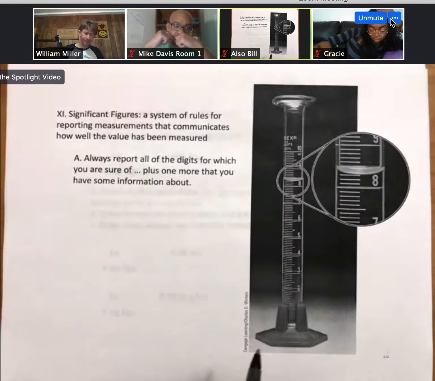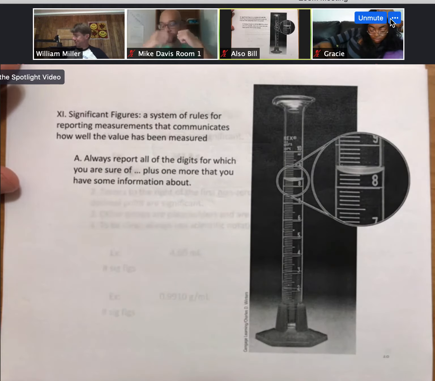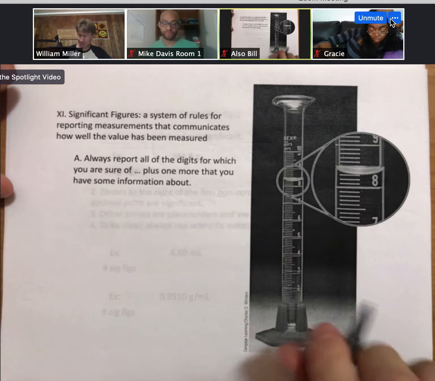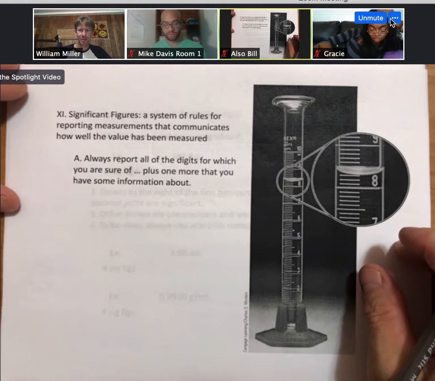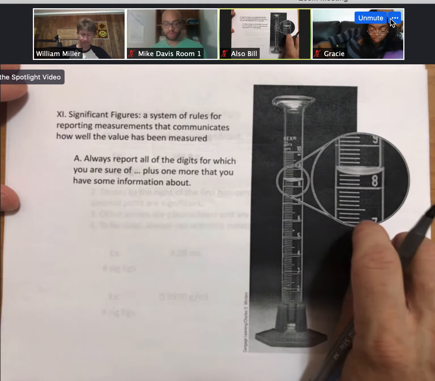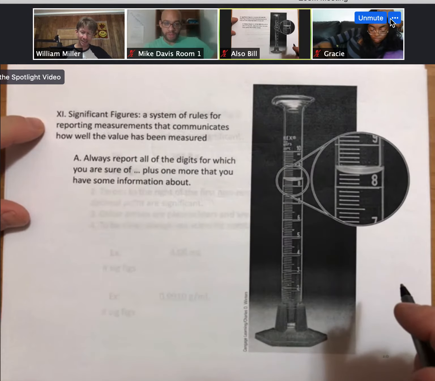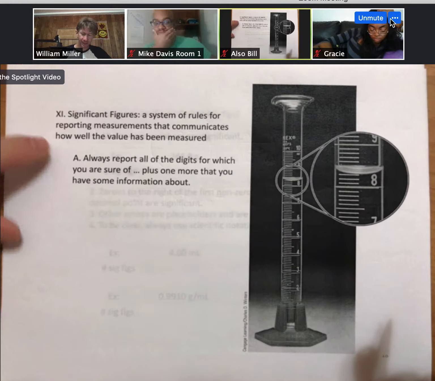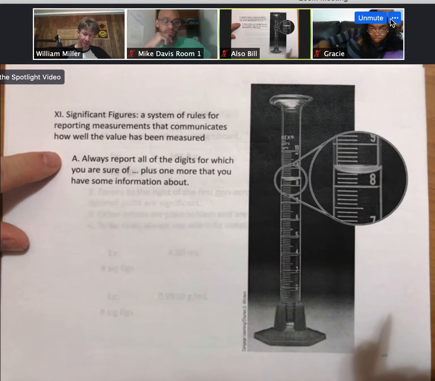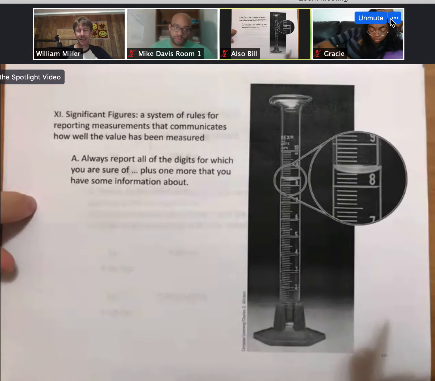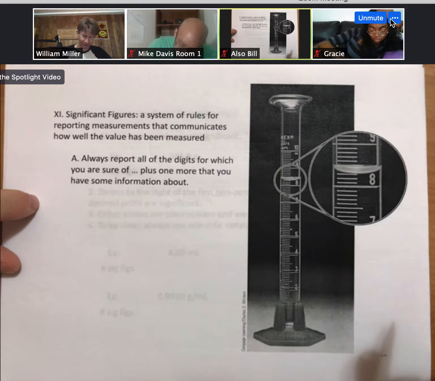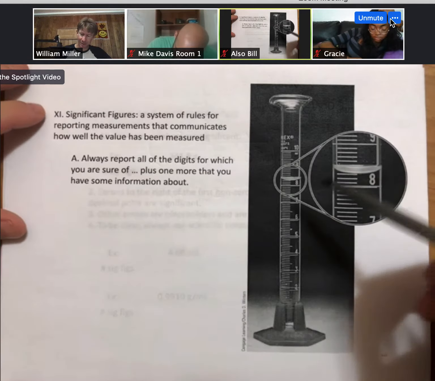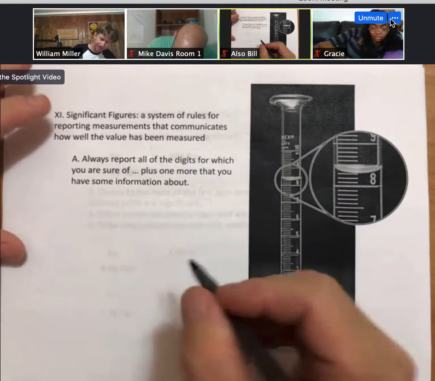And now let's start talking about significant figures. We'll start significant figures anyway. I don't know if we'll finish them before we take another break. Significant figures is a system of rules for reporting measurements that communicates how well the value has been measured. A, always report all of the digits for which you are sure of, plus one more that you have some information about. And we're going to talk about this a lot in lab, and we're going to talk about it a little in lecture. But what I've got is a picture of a graduated cylinder.